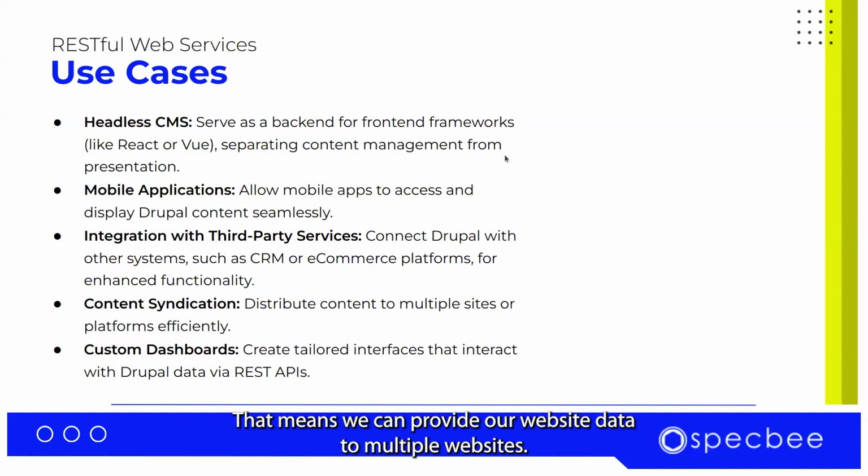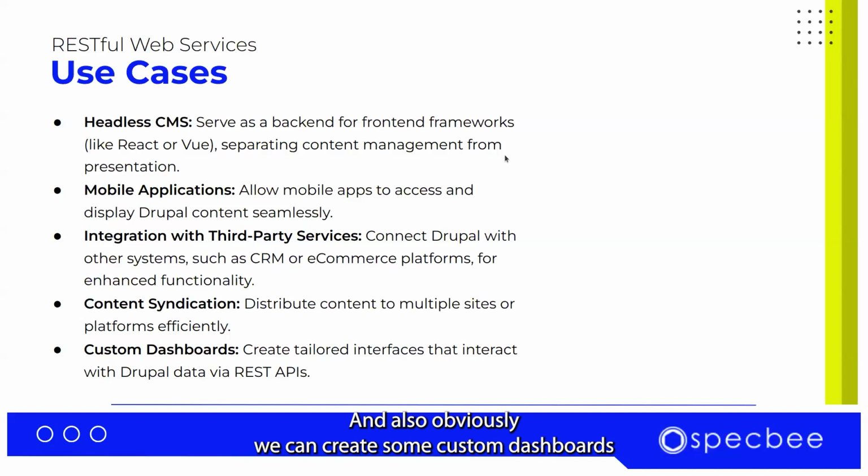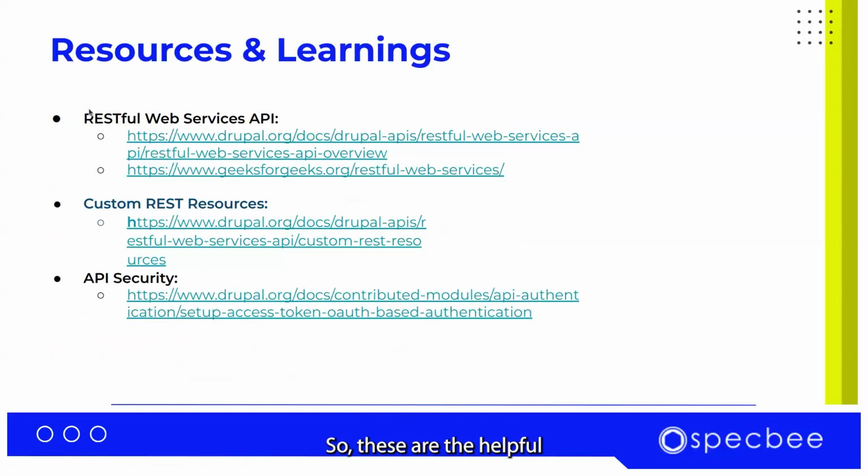That means we can provide our website data to multiple websites. They can use our data and show the contents on their website also. And obviously we can create some custom dashboards with the help of the REST APIs. So these are the helpful resources that I have also used. And if you want to explore and learn, you can have a look at them.